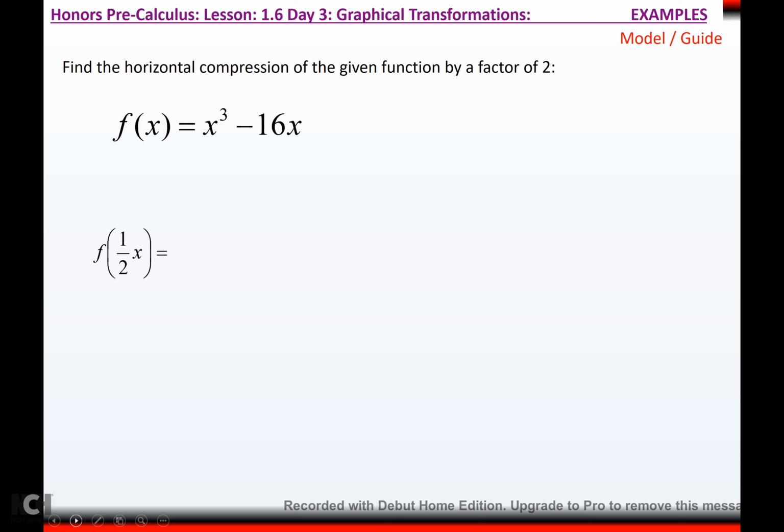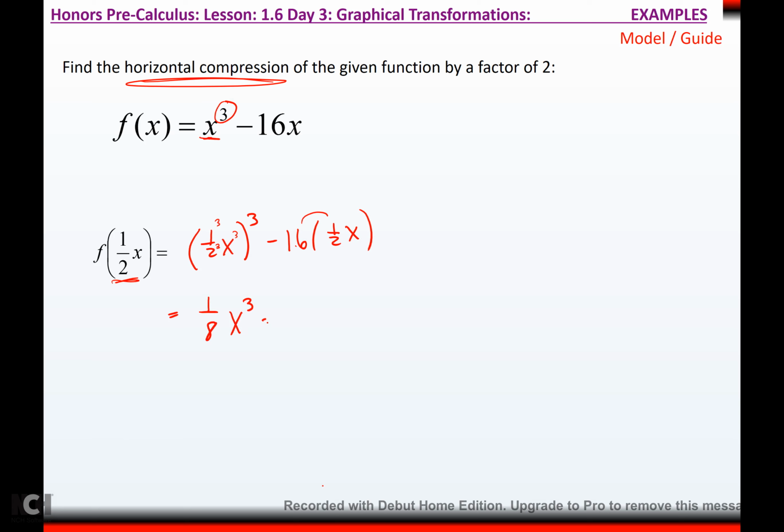Okay, this one they want a horizontal compression. That means you're putting 1/2 of x inside the parentheses. So everywhere you see an x, you replace it with 1/2 x. Okay, you don't put the cube, I'm just replacing the x. So now when I cube that, I got to cube the 1, cube the 2, cube the x, I get 1/8 x cubed. If you distribute, 1/2 of 16 is -8x. And that would be my function.